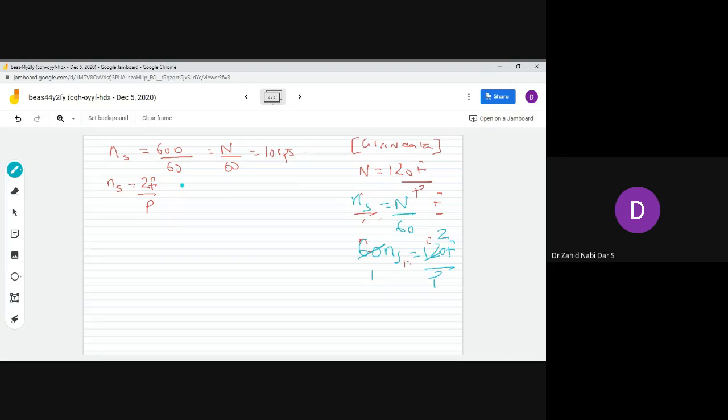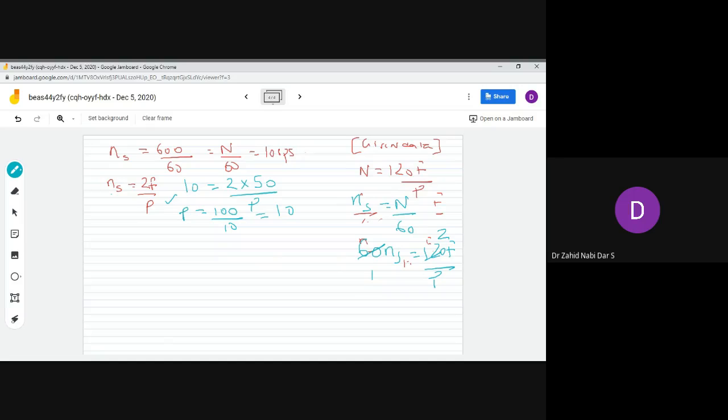I'm frustrated that even the basics I'm not able to deliver. No problem. So you get Ns is equal to 2 f by p. So you get the value of p: this would be 10, 2 into 50 over the number of poles. The number of poles is 100 by 10, which is 10.